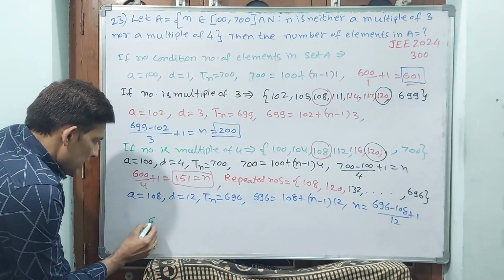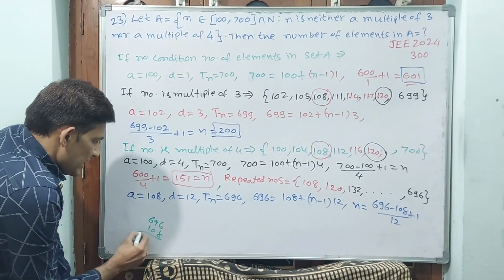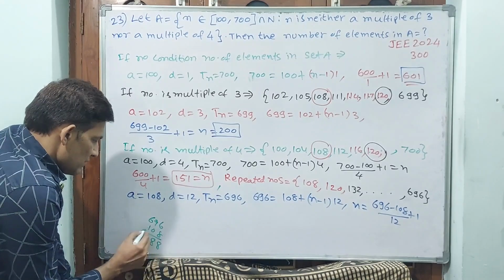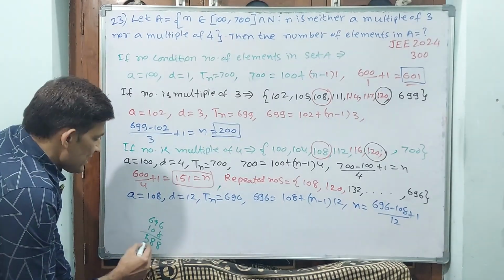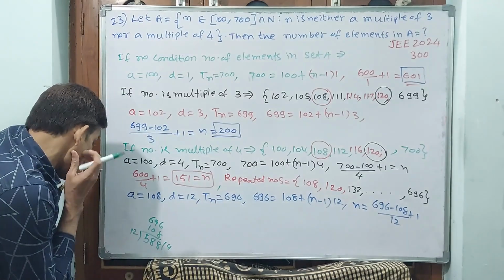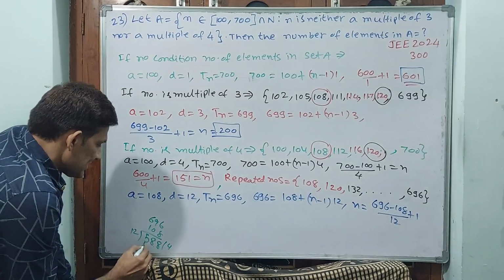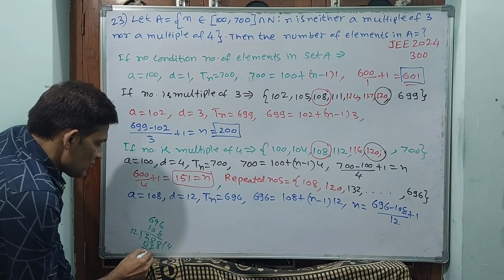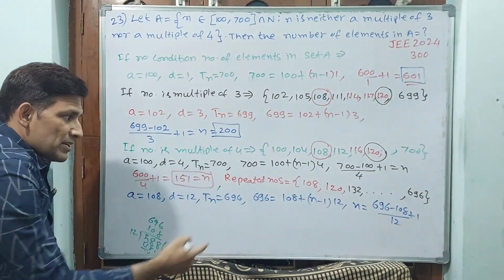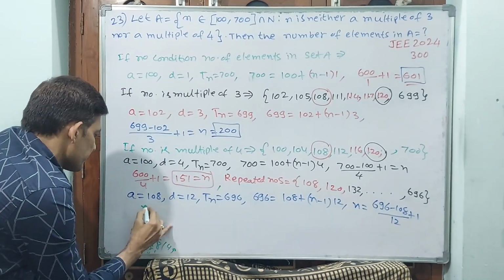Let us do 696 minus 108. 16 minus 8 is 8. 8 will come here. Then 5. 588. 588 by 12. 12 fours are 48. Then 108. 12 nines are 108. That means 49 plus 1, 50. n will be 50.